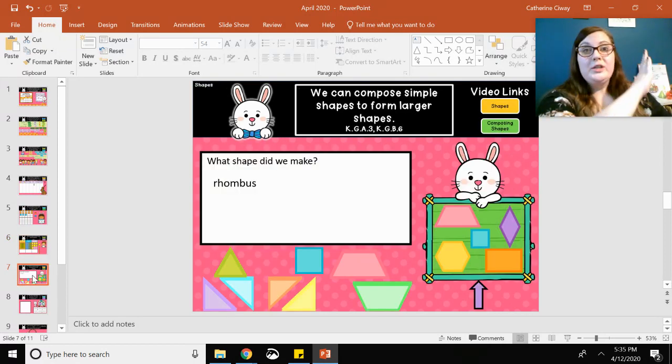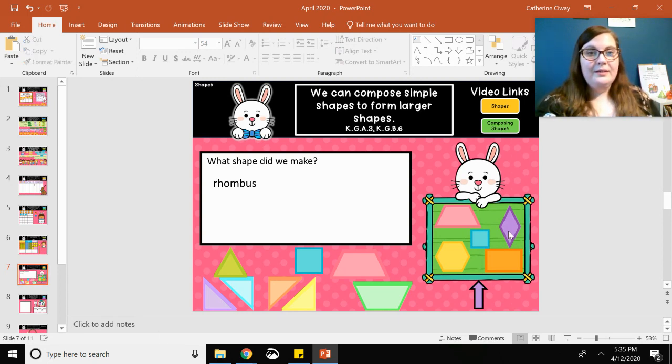Last week, we had a super easy one. We used 2 squares to make a rectangle. It was 2 squares right next to each other. 2 squares make a rectangle. Today, we're also going to do an easy one. We're going to see what shapes make a rhombus. It's 2 of the same shape to build a new shape.